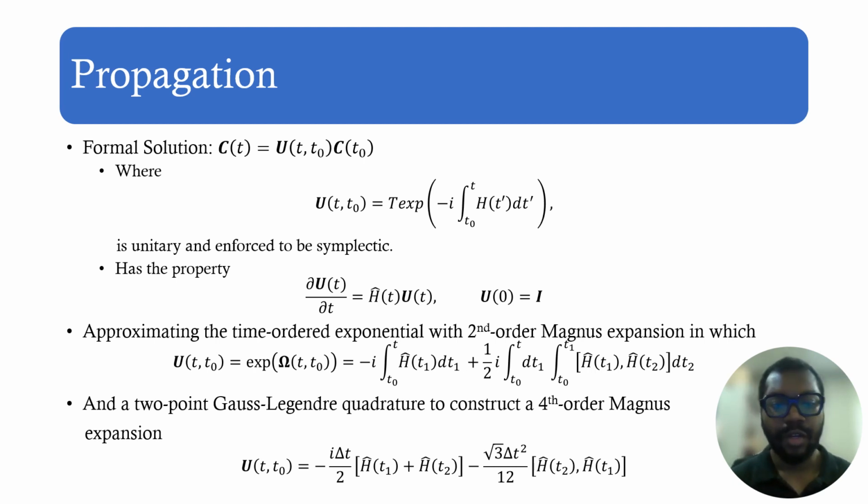And with that, we can describe our unitary propagator as a matrix exponential which can be approximated with a Magnus expansion. This Magnus expansion will account for the time ordering of our exponential, and it will enforce time reversal symmetry. In addition, we're going to be using a 2-point Gaussian quadrature to construct a fourth order Magnus expansion to fully approximate our unitary propagator.